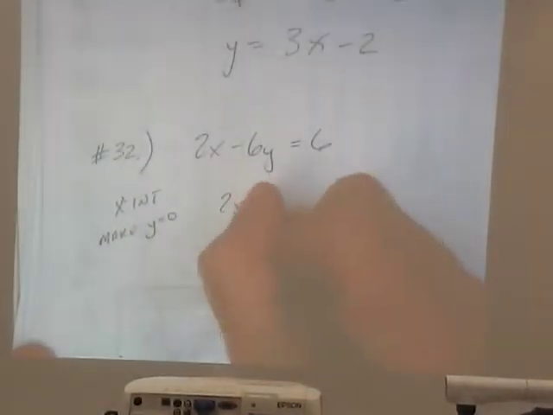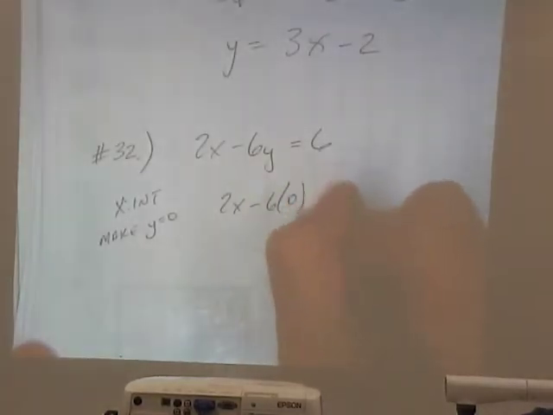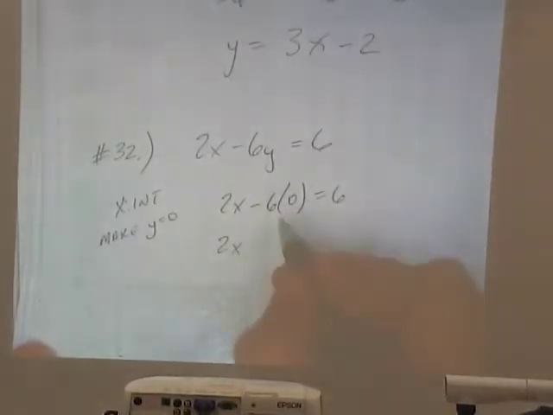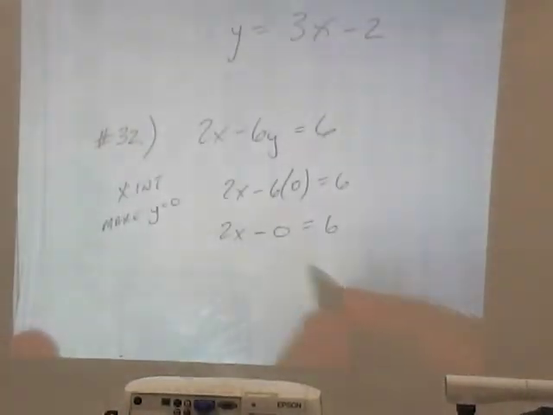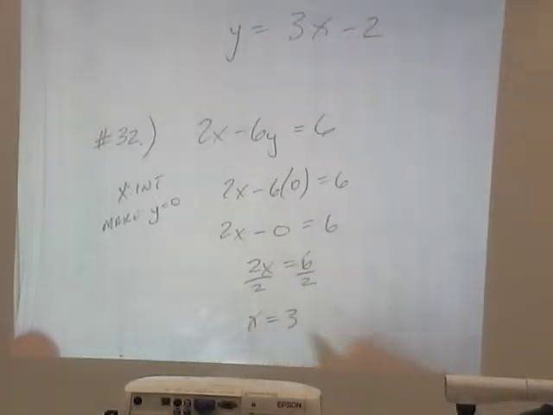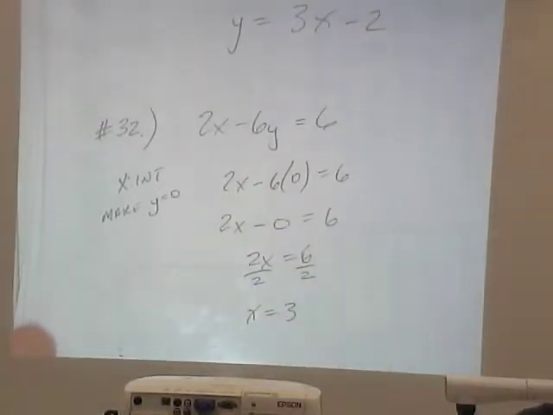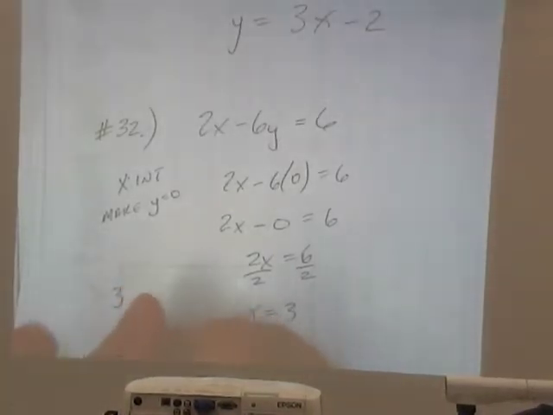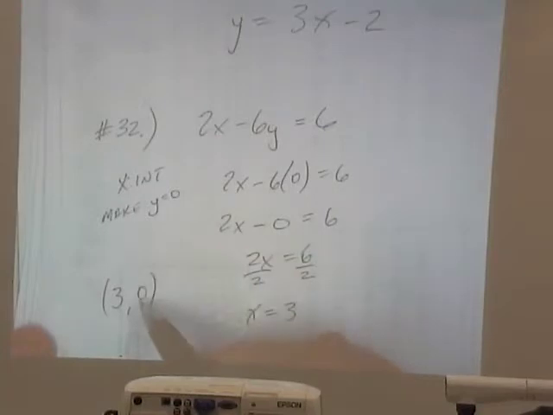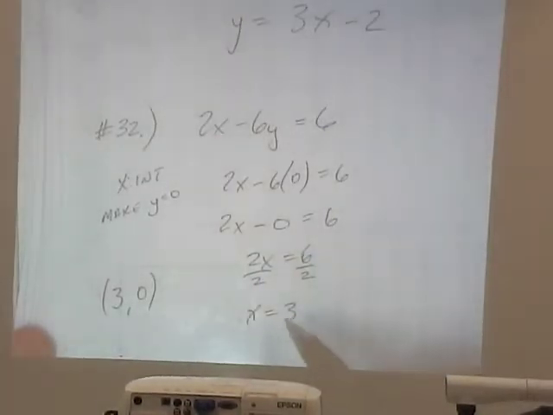So we've got 2x minus 6 times 0 equals 6. 2x, that'd be minus 0, right? Equals 6. So 2x equals 6, divided by 2. X would just equal 3. So the x-intercept is 3 comma 0. Remember, we made the y equal 0. So our y is 0, and the x was 3.